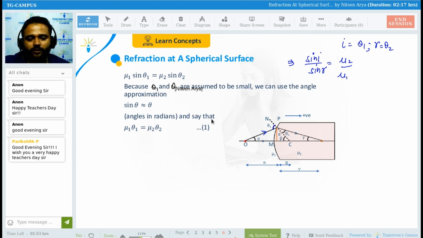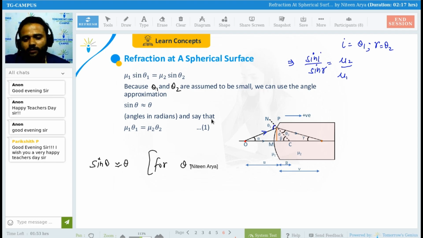Because theta 1 and theta 2 are small, we can use the small-angle approximation. When theta 1 and theta 2 are small, using the angle approximation, sin theta is approximately theta, for theta greater than 1 degree and less than 5 to 10 degrees.